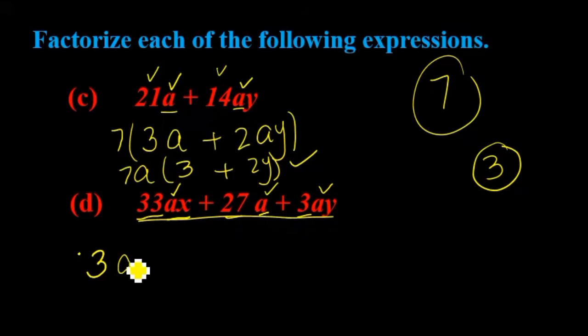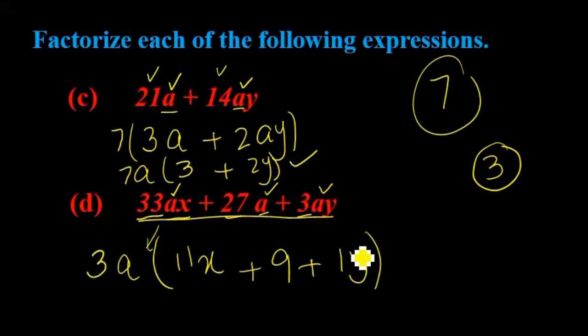Now we divide these values by 3a. It means how many 3s make 33? 11. And a we take common, so only x is left here. Right? So how many 3s make 27? 9. 3 nines are 27 and a is common here. And similarly 3 ones are 3. We never write 1 along with the variables, but for your understanding I am writing here 1. There is no mistake if you are writing 1, but commonly we will not write 1 as a coefficient.